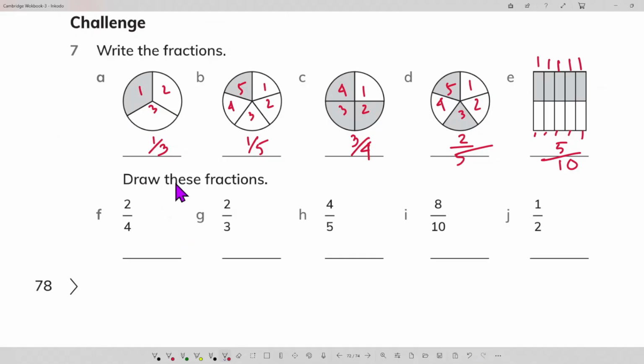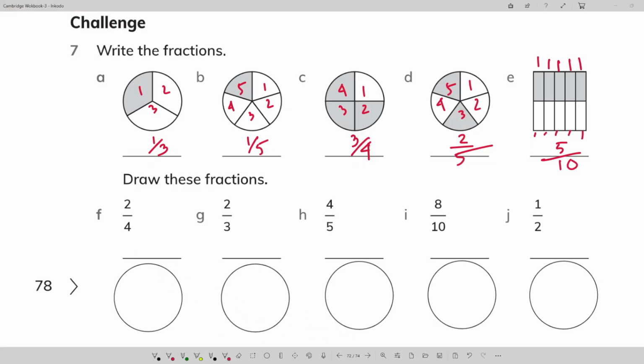Now draw this fraction. We have to draw 2 by 4. So how can we draw this one? First we have to find a circle. Look, I already drew all the circles. Now our target is 2 by 4. It means this circle has 4 parts. This one and this one. Here are 4 parts, and 2 means we will mark 2 colored. Okay, this is very simple.